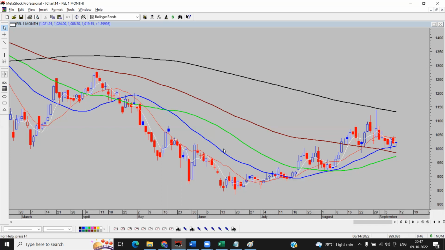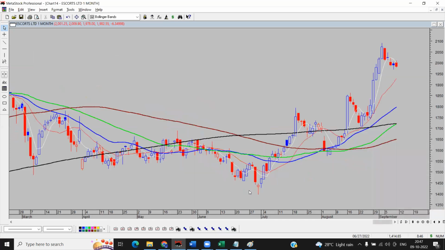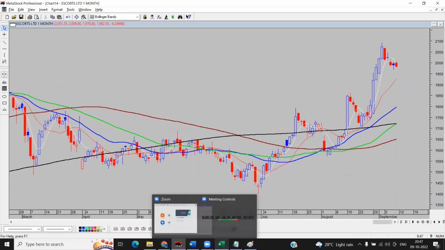Sir, Escorts is left out. Escorts? I'll do that. Let's see Escorts. You were saying that money is flowing out of it because it has gone up by year. Let me check Escorts in detail.